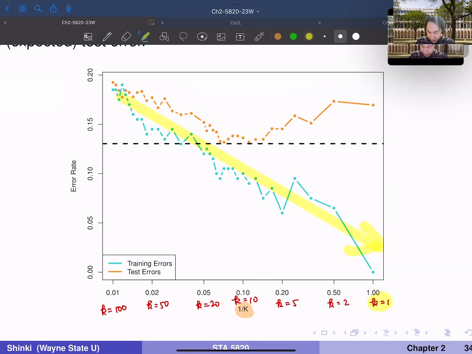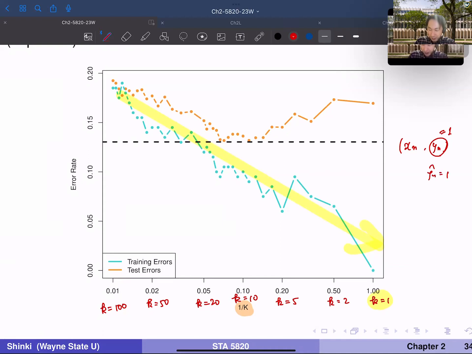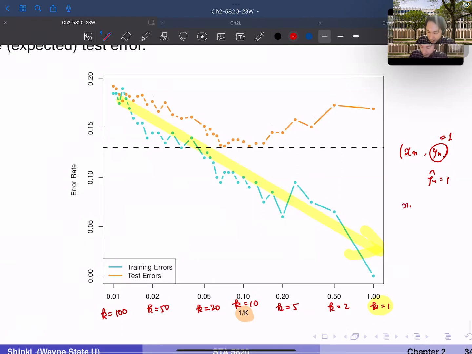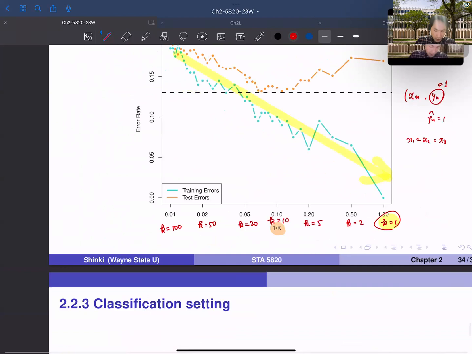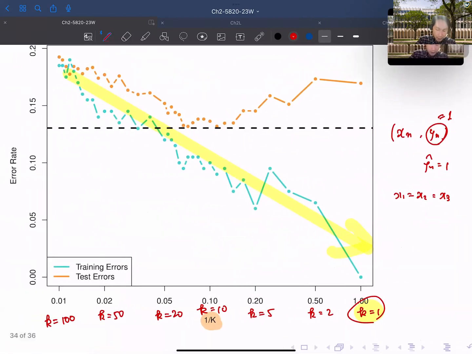So smaller k is best for training error, obviously k is equal to 1. We choose the observation itself, so it's always correct. For a specific xn, the one nearest neighbor is based on its own yn. So yn is equal to 1, then yn hat is equal to 1, because we judge based on just one observation, if we don't have any ties for the xn's. If x1, x2 and x3 are the same, we can still make a mistake, but if there are no ties, then this is always correct.